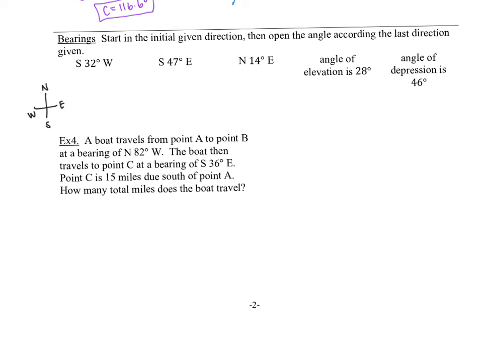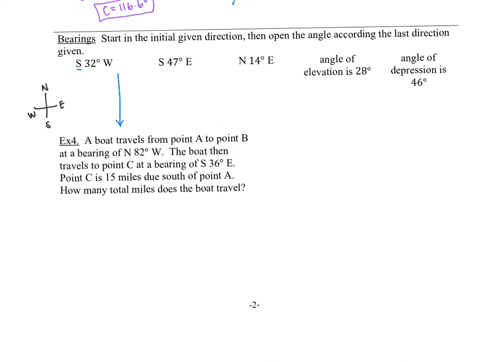So what does this mean? This is what a bearing looks like. It says south 32 degrees west. It has a letter, an angle, another letter, a direction letter, I should say. So I start in the initial direction. Initially it's telling me it's south. So if I go south, I'm going this way, theoretically.